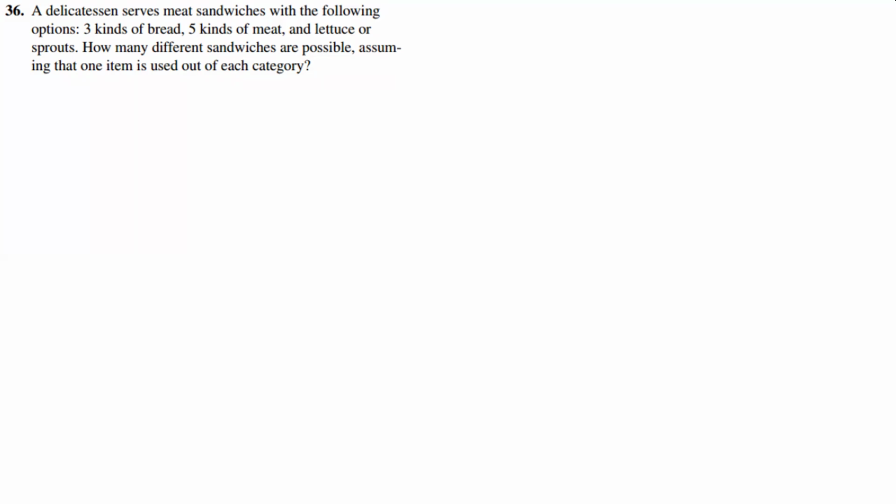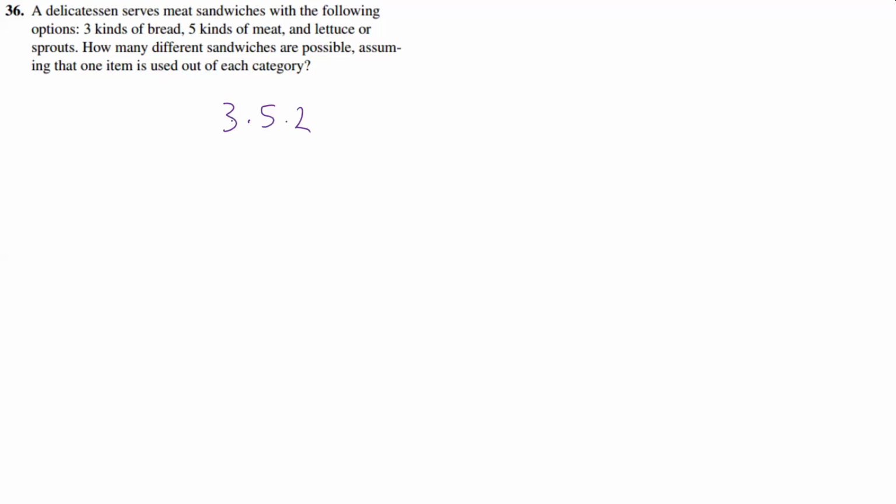All right, so basically, we have 3 kinds of bread, so there's 3 possible ways to do that one. 5 kinds of meat, so there's 5 possible ways to do that one. And then we get lettuce or sprouts, so there's going to be 2 ways to do that one.